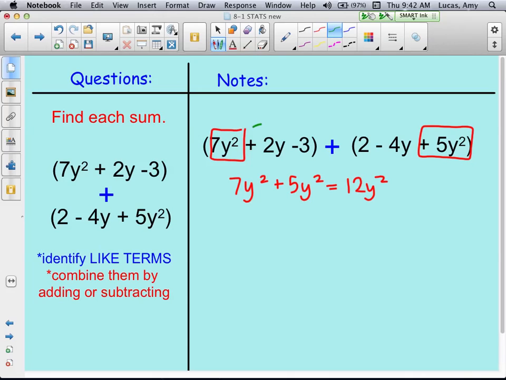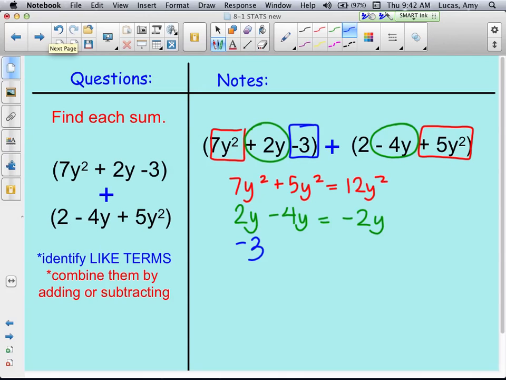Then I can move on. Positive 2y, because it has a plus in front of it, combined with negative 4y. 2y plus negative 4y would give me negative 2y. Remember that a negative number is just like using subtraction, so you've just got to be really careful with the signs that are in front of each of your terms. And then my last one, I have negative 3, and I combine that with positive 2. Negative 3 plus 2 is negative 1.